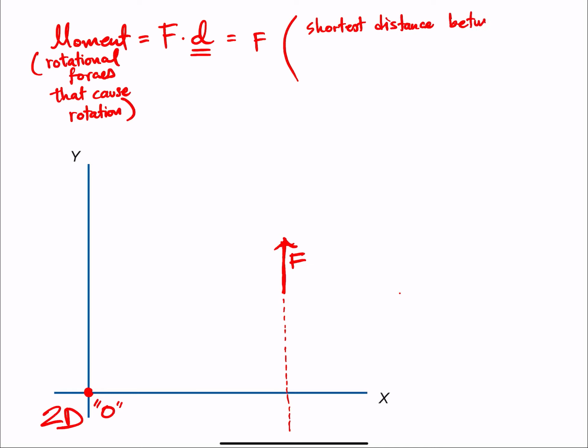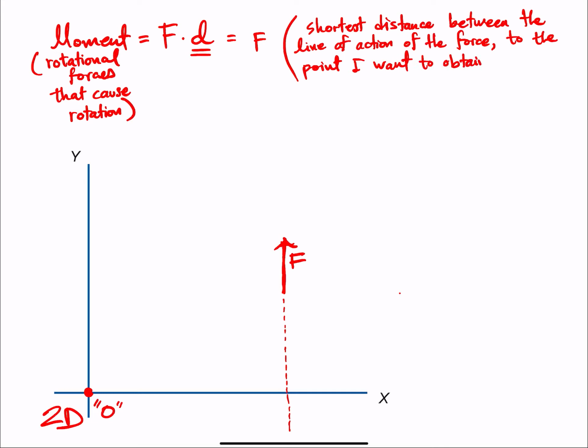between the line of action of the force to the point I want to obtain the moment. Right? So that is a quite long definition of distance.